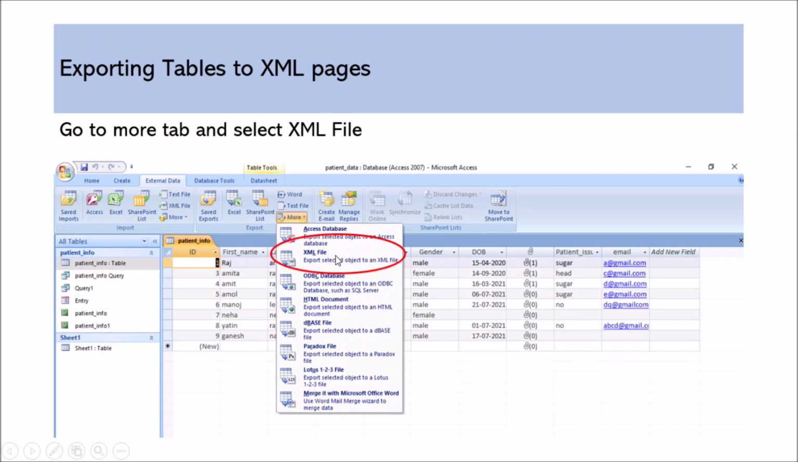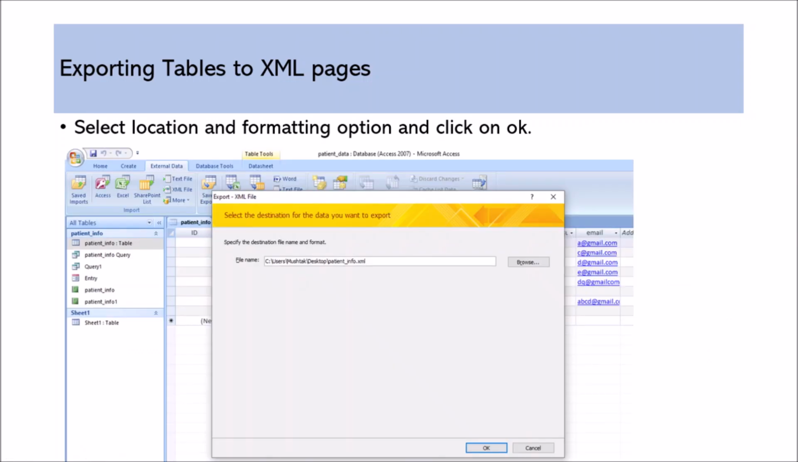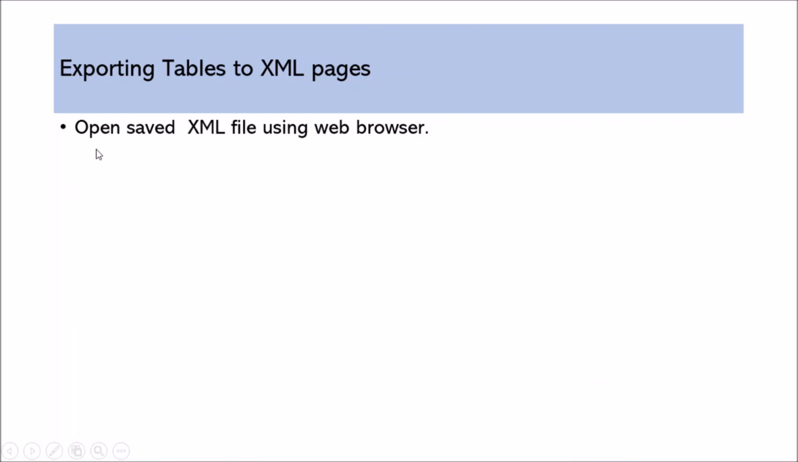So this is the XML file. You have to export the selected object to the XML file. So you must select an object, like a table or any other object from MS Access which you want to export into the XML file. After that you have to click on this XML file. Now it will open a new window where you have to select a location and formatting option and click on OK. Then open the saved XML file using a web browser. You can open the saved XML file in a web browser. That is one option.